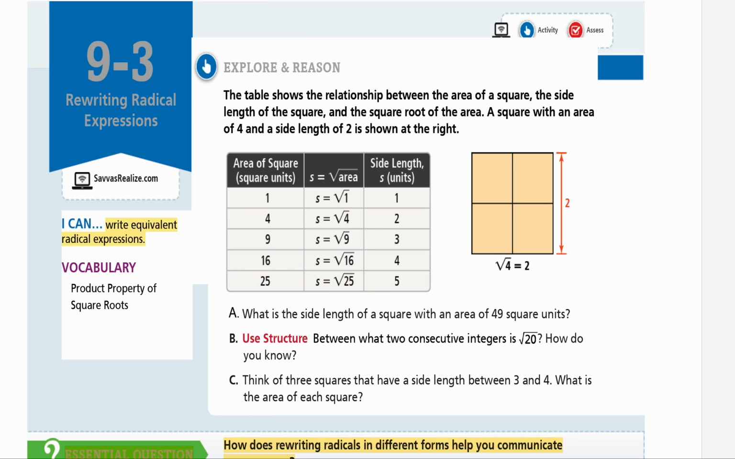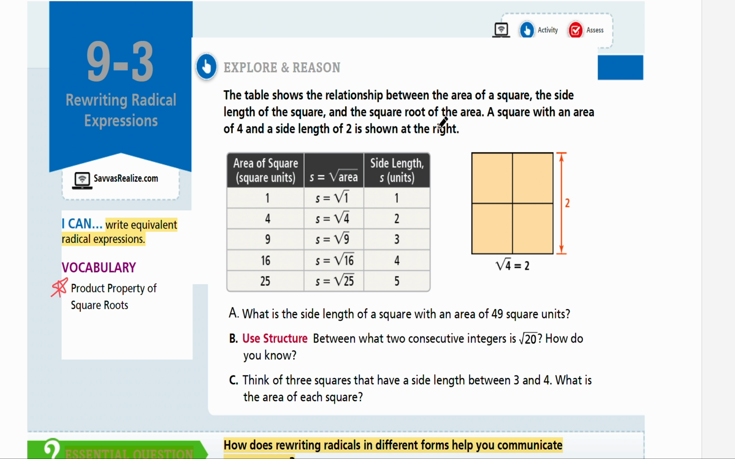Then you'll be able to write equivalent radical expressions. The lesson vocabulary is product property of square roots. As the name tells you, we will see a property that has to do with the product, or the multiplication, of square roots. So let's start with explore and reason.